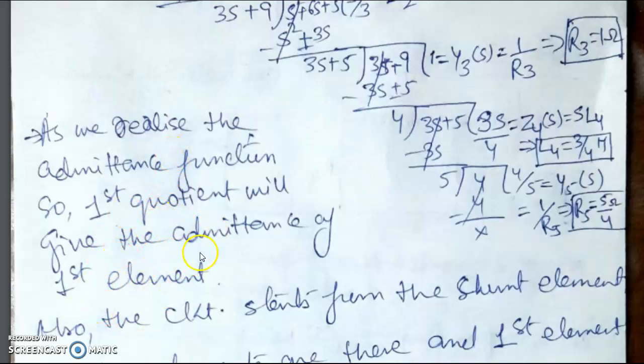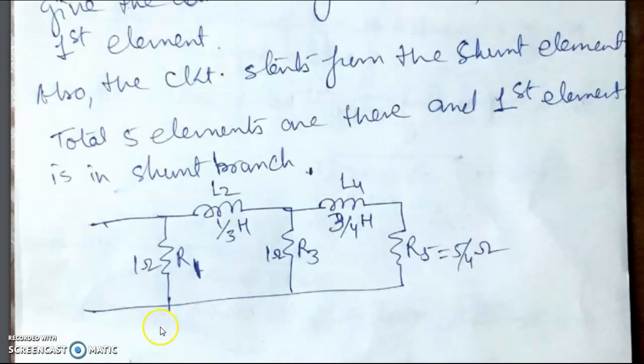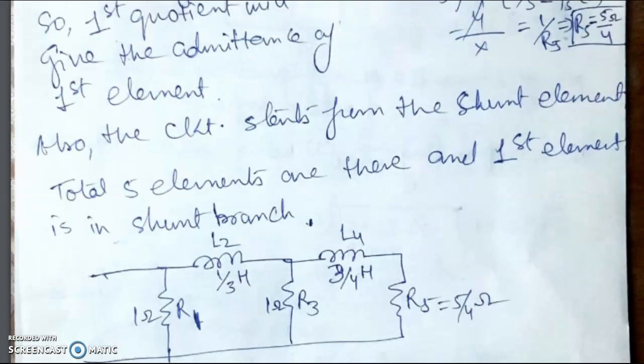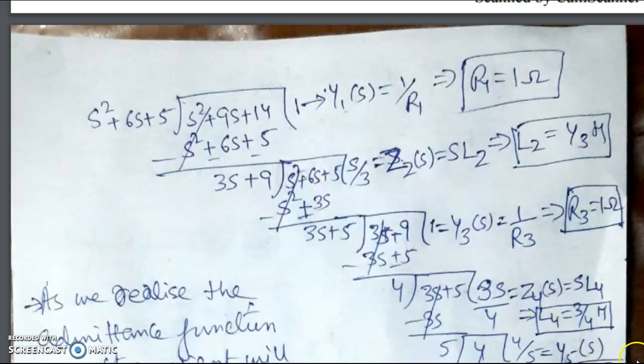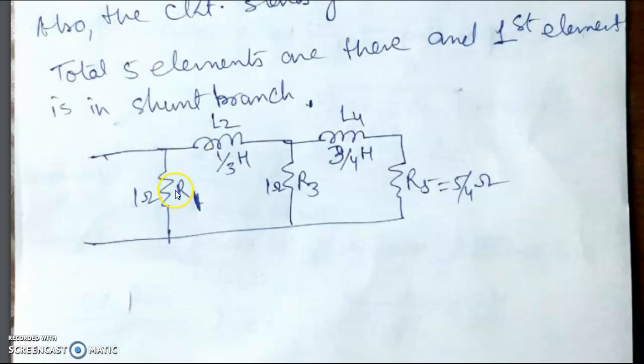Now when we are talking about the first element and we are realizing the admittance function, the circuit must start from the shunt element. As in the case of Cauer 1 form of RL network, the shunt element is a resistor. So the circuit will start from this resistor. The next element will be in series because it is a ladder network. Next will be in shunt, next will be in series, up to the last element. The total number of elements is equal to the number of quotients in the continued fraction expansion, which is 5. That means total elements in the circuit will be 5. So this is the circuit: first element resistor, second inductor, third resistor, fourth inductor and fifth resistor.